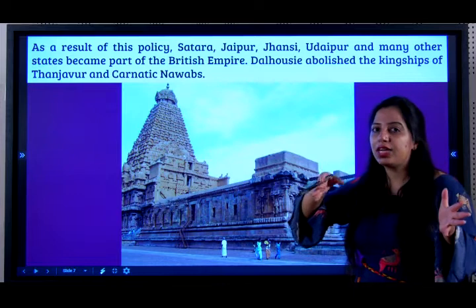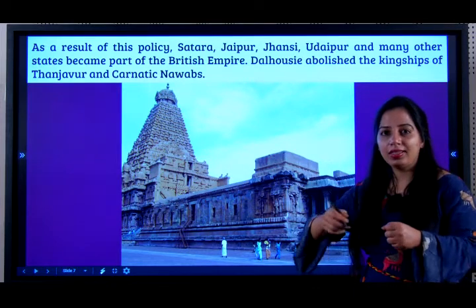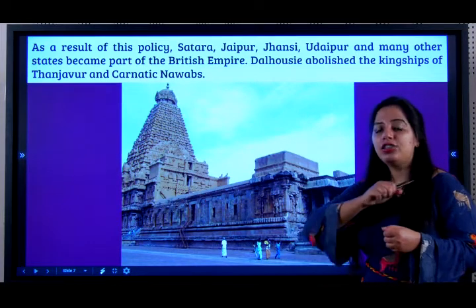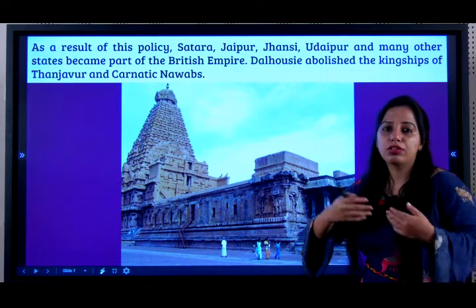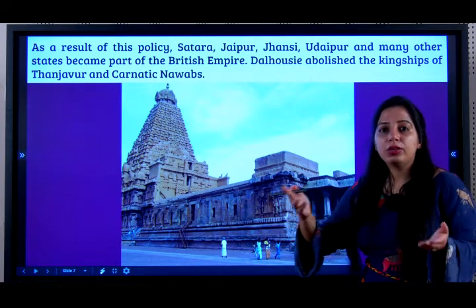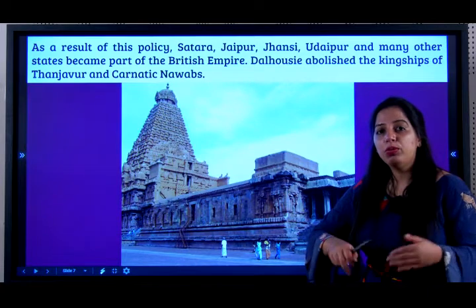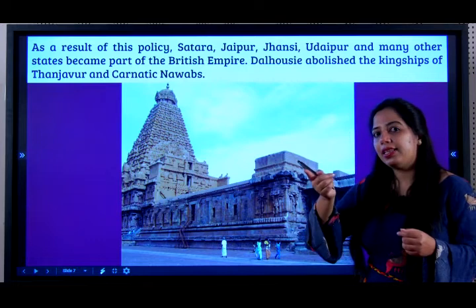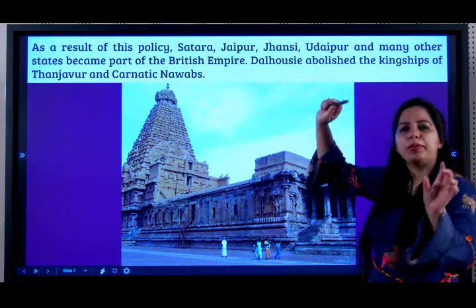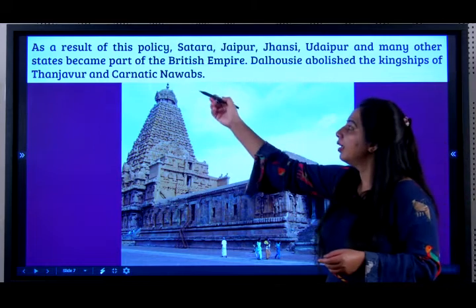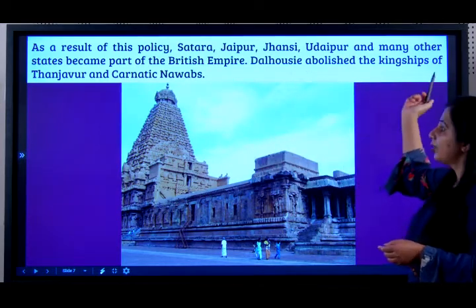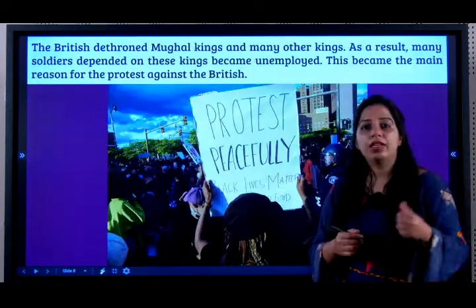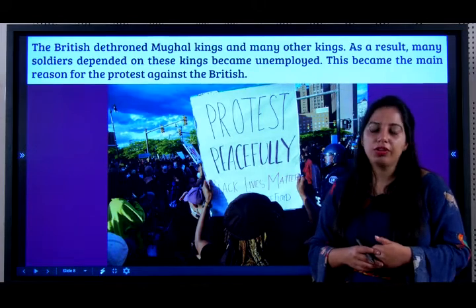Easy way to remember, Jhansi, because you always see when Jhansi ki Rani or the Queen of Jhansi is fighting the first war of Indian independence, her child is tied across her shoulder because she was not allowed to become the queen because it was her adopted child who was to become the king. So she fought this war. So you can remember Jhansi very easily. Others are simple, Jaipur, Udaipur, easy to remember. Dalhousie abolished the kingship of Tanjavur and Carnatic Nawabs as well. So the first political reason was the doctrine of lapse.